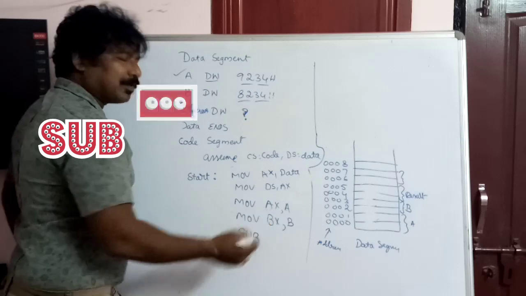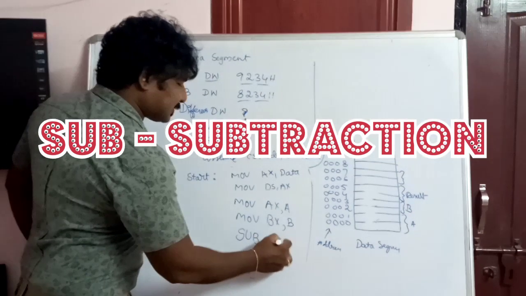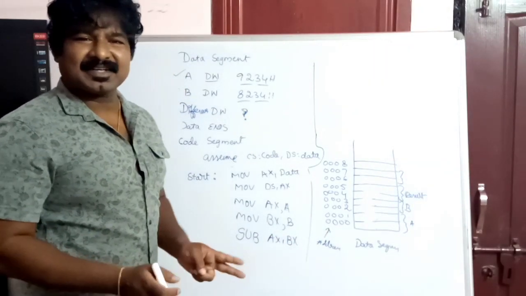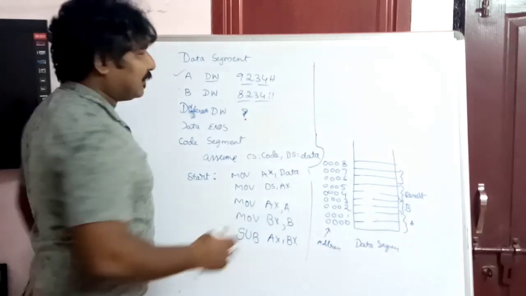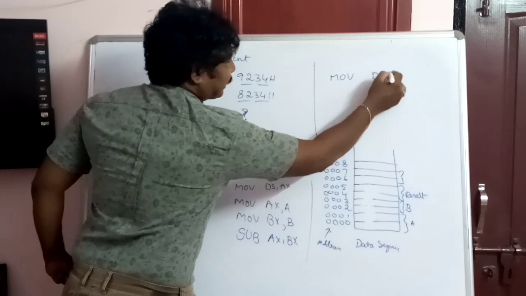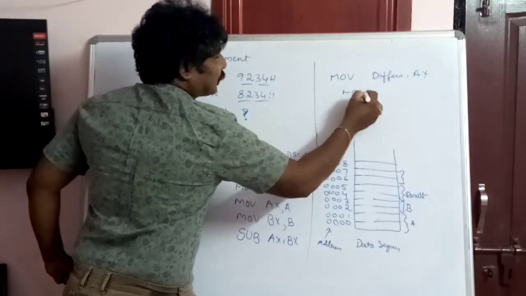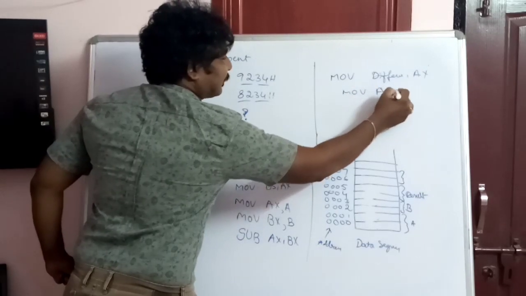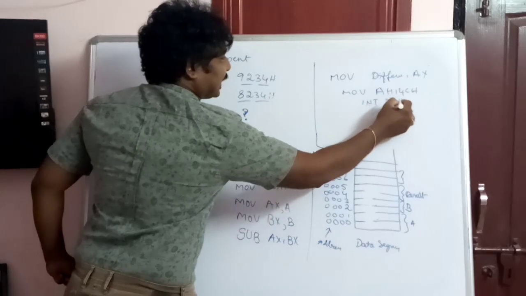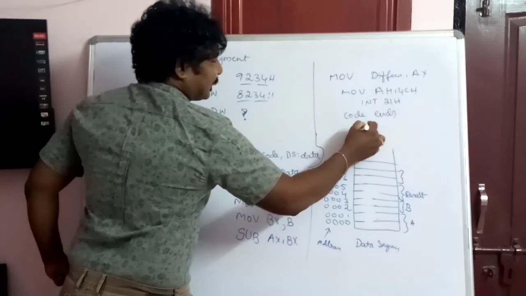Then what you have to perform is subtraction. For the subtraction operation, we use an opcode called SUB. So SUB AX comma BX will subtract my two numbers and store the result, that is the difference, in AX only. Next we move the result to the difference variable: move difference comma AX. Then the closing of the program: move AH comma 4CH, interrupt 21H, code ends, end start.